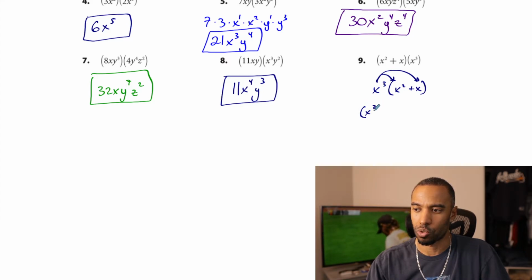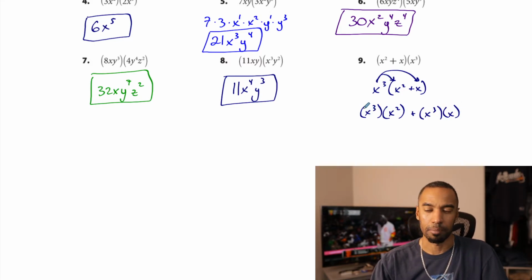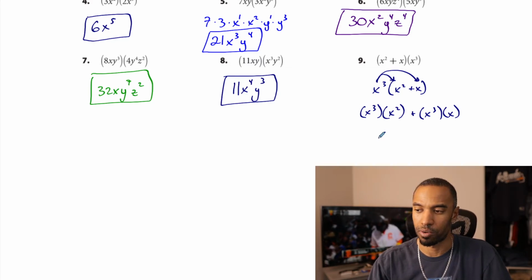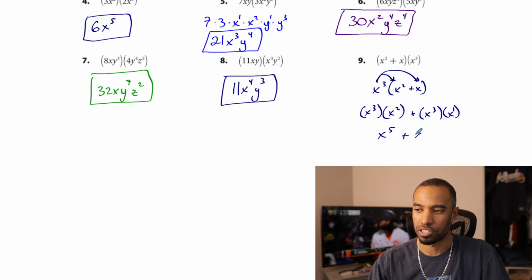X cubed times x squared would look like that right there. And then plus, we got x cubed times x right there. So let's simplify that and clean that up. X cubed times x squared, we add the exponents, we get x to the 5th. And x cubed times x to the 1st would be x to the 4th.